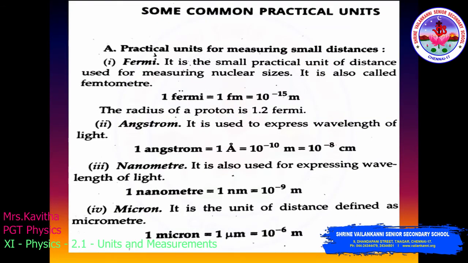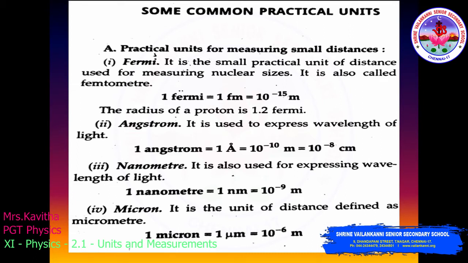So we can see some of the common practical units, some examples. For small distances, Fermi is a small practical unit of distance which is used for measuring nuclear sizes. It is also called femtometer. So 1 Fermi is equal to 10 power minus 15 meter. Next one is angstrom. It is used to express the wavelength of light. So 1 angstrom, written as 1 A with a degree mark on top, is equal to 10 power minus 10 meter.